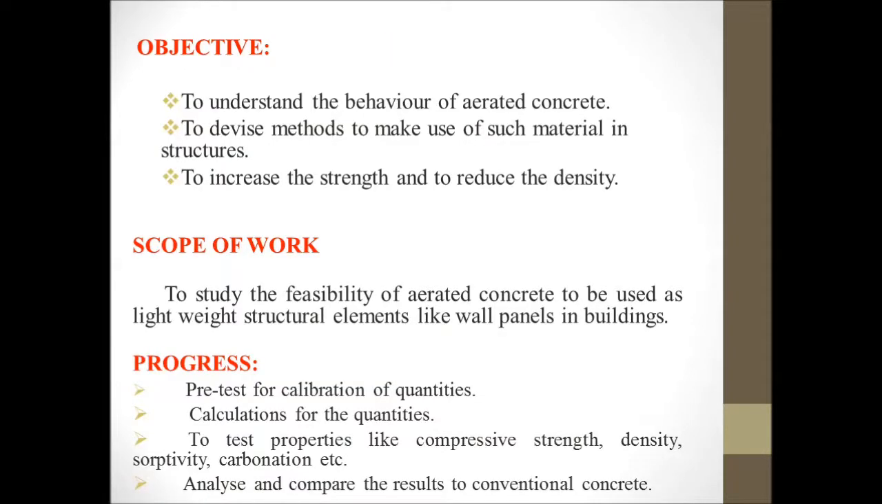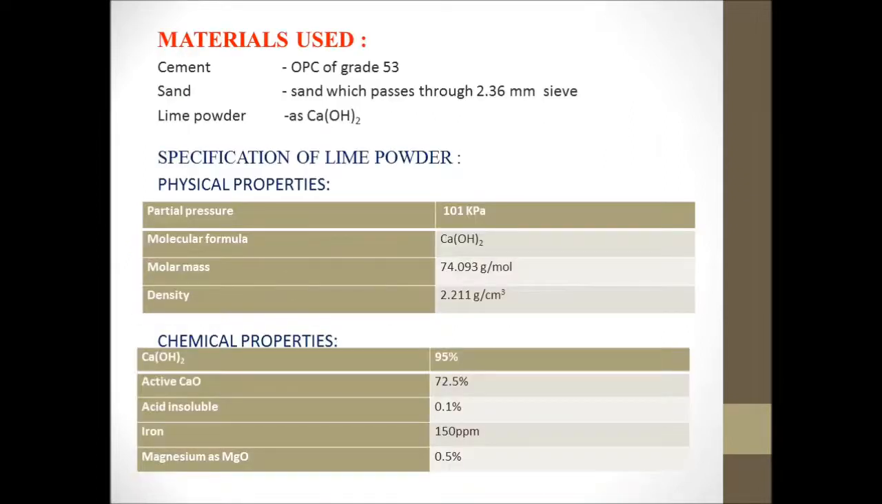The objective is to find the behavior of aerated concrete and devise methods in such materials and structures to increase the strength and reduce the density. Materials used are OPC of grade 53, sand which passes 2.36 mm, and lime. Specification of lime powder has been shown: physical properties and chemical properties.